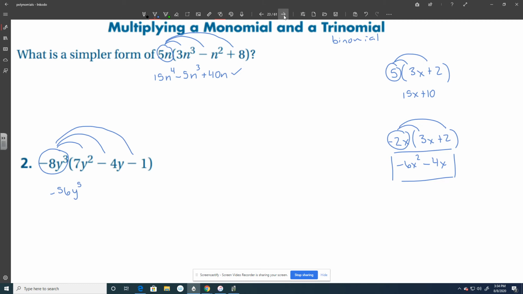Now negative 8y cubed multiplied by negative 4y. Got to be careful. Negative 8 times negative 4, that's positive 32. And y cubed times y is y to the 4th power. And negative 8y cubed times negative 1 becomes positive 8y cubed. And those are already in order. So that's it. I'm done.